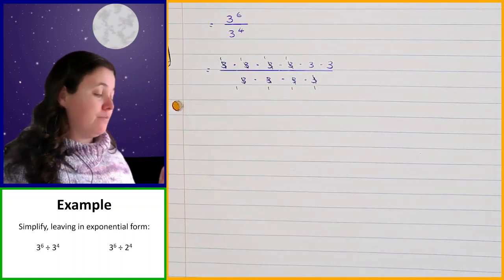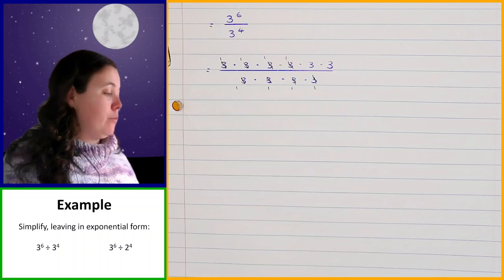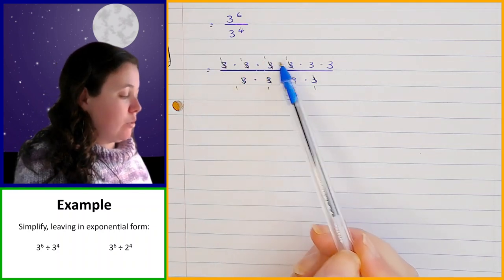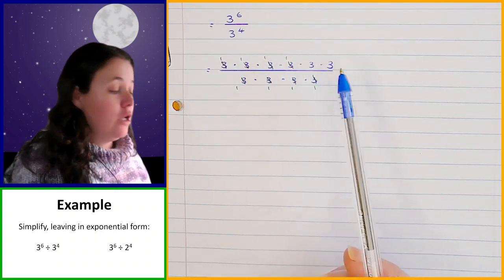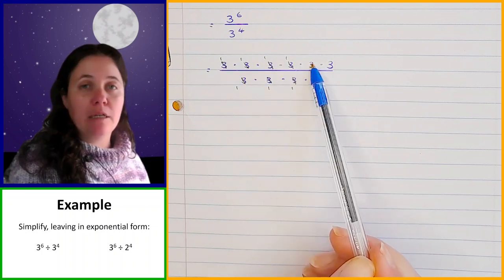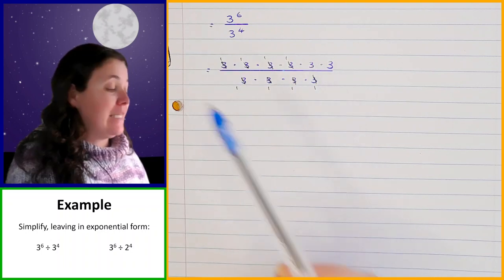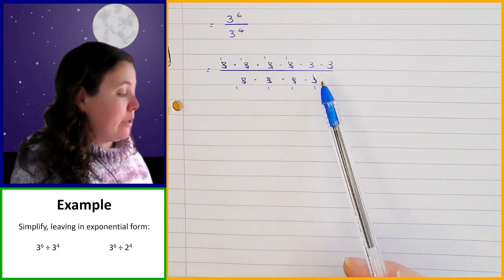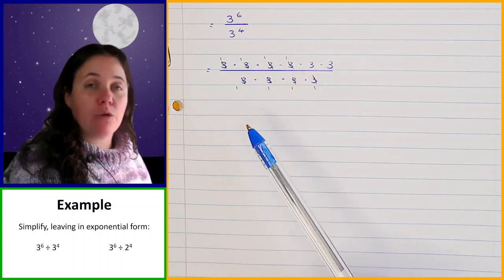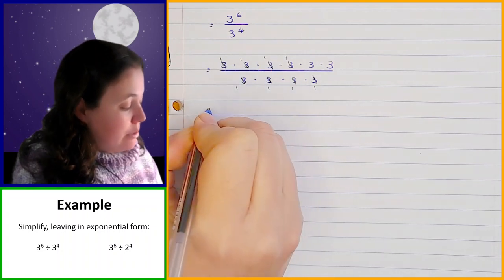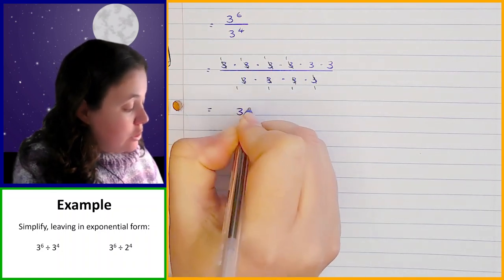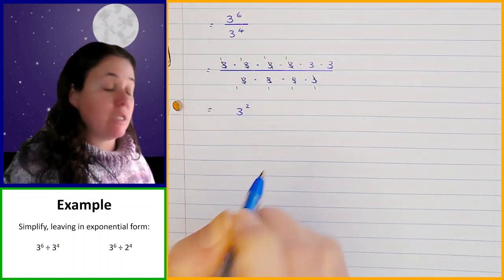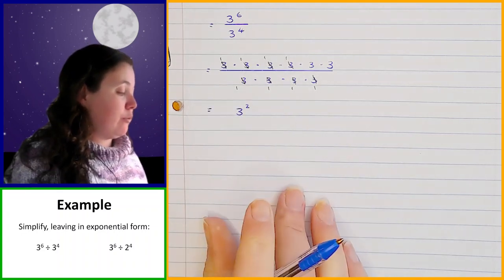And so now, what I'm left with on the top of my fraction is 1 times 1 times 1 times 1, which I don't have to worry about at all, because I'm still multiplying by something else, and whenever we multiply by 1, it doesn't change whatever we're multiplying by. So I don't have to worry about that. I'm just going to worry about the 3 times 3. And 3 times 3 is the same as 3 squared. It is also the same as 9, but I'm not writing it as 9 because I want to show you what's happening with our exponents.